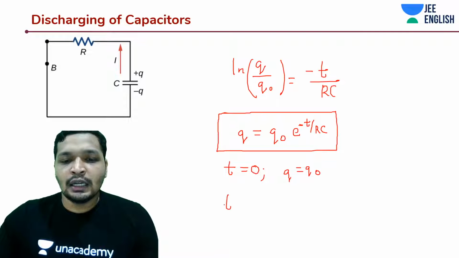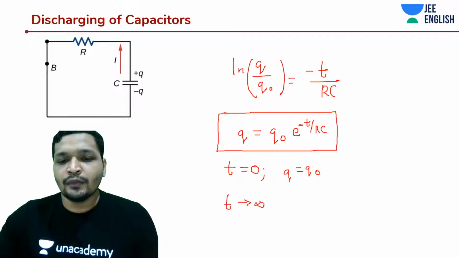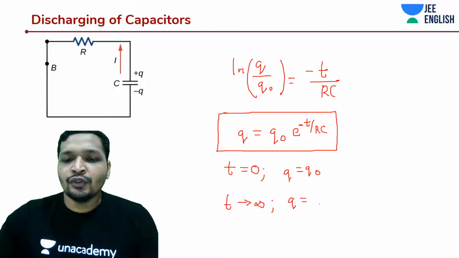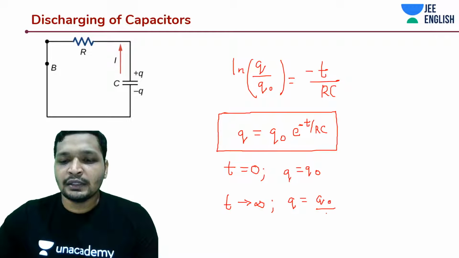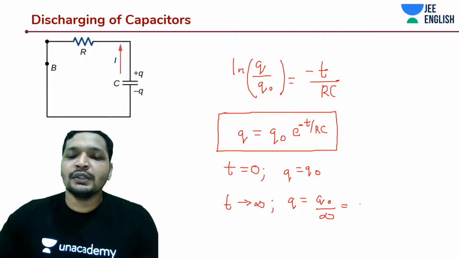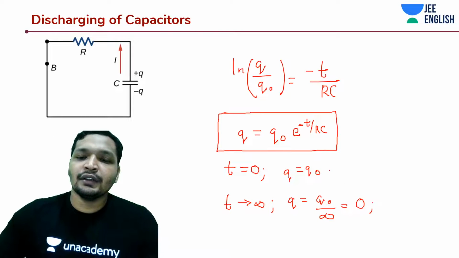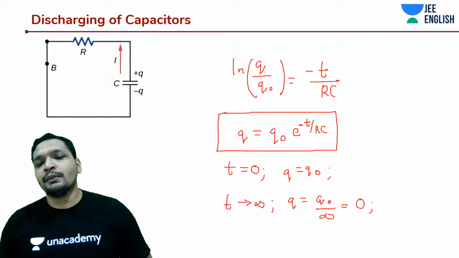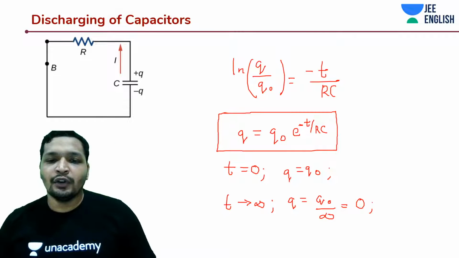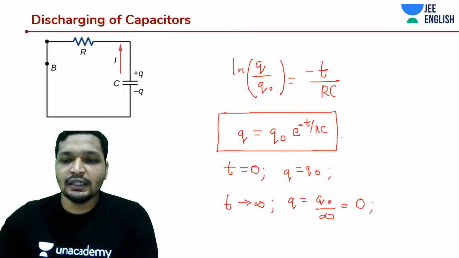And as t tends to infinity, what should we get? We'd get something like q is equal to q naught divided by some infinite quantity, which is going to be 0. Yes, we are getting everything. And how do you derive the potential? You divide by capacitance on both sides. You divide it by C on both sides.